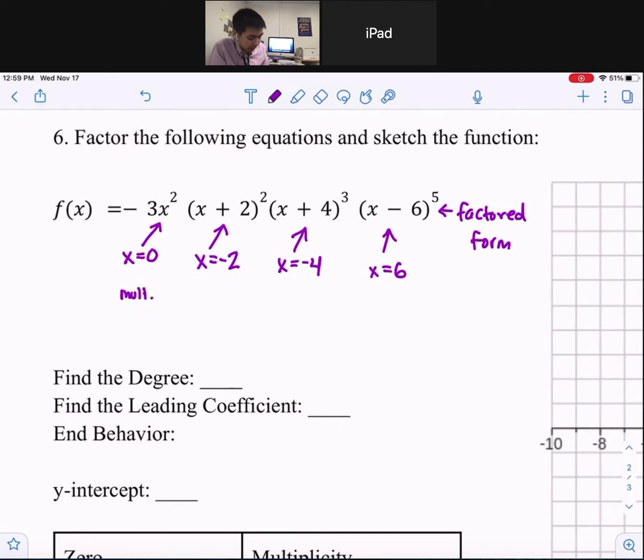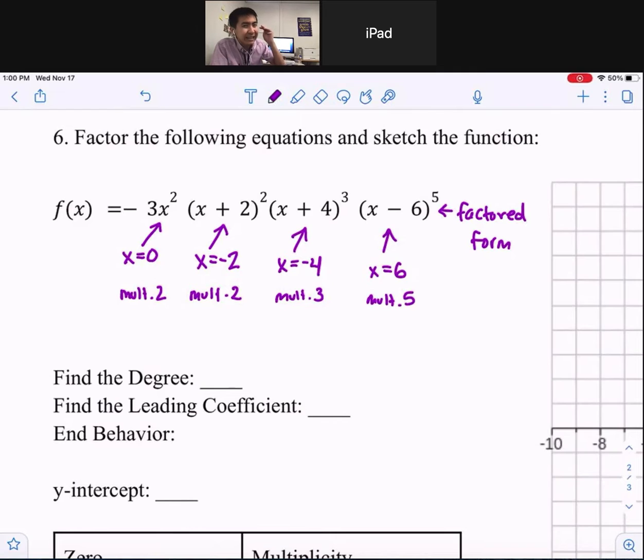Now we have to deal with multiplicities. All of these have a multiplicity, meaning how many zeros are located at this specific location. You have to look at the degree. Degree of that is 2, so multiplicity of 2. Degree of that is 2, multiplicity of 2. Degree of that factor is 3, multiplicity of 3. Degree of that is 5, multiplicity of 5.